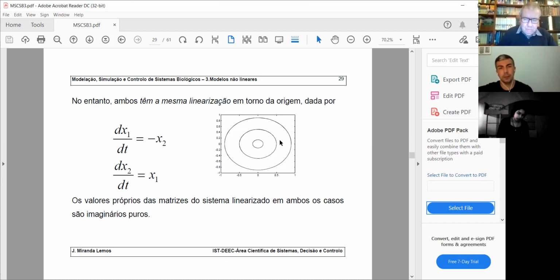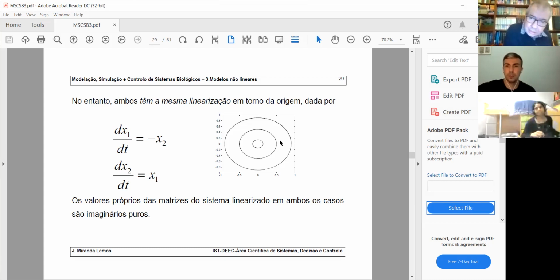I'm not sure whether he was the first one to find this relation, but at least he used it. He was the first person to use this type of technique: linearize at the equilibrium points and study the eigenvalues of the linearized system to infer the stability of the nonlinear system. Do you know who the guy was? It was Maxwell. What does the name Maxwell tell you?